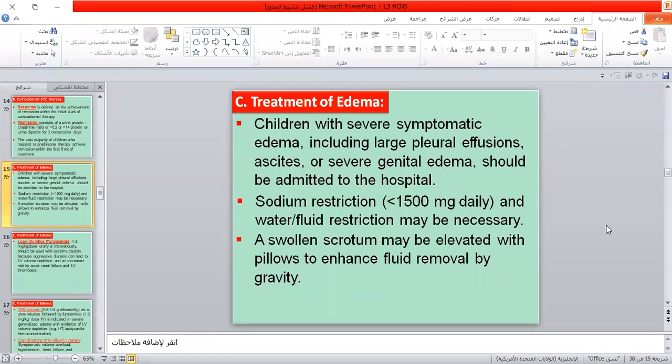Sodium restriction is usually less than 1.5 thousand daily, and water or fluid restriction may be necessary just in the period of edema. Meaning he takes a salt free diet or restriction of fluid intake just during the period of edema. In between, if the edema goes away, he returns to his normal food and his normal fluids. Swollen scrotum may be elevated with a pillow, when he sleeps put a pillow under to enhance fluid removal by gravity.